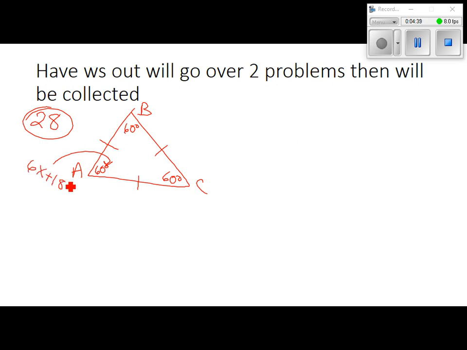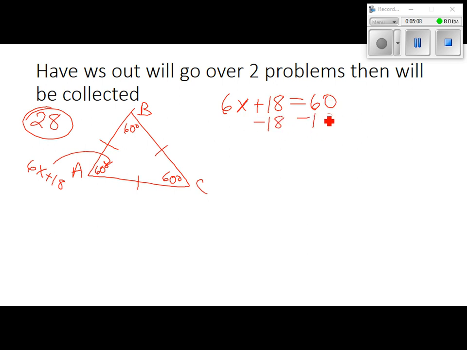Before I go any farther, can I set up an equation to find x? Yep. What do we know about 6x plus 18? It should equal 60, so we can just set up that equation. Some of you get confused because sometimes we want to say this angle plus this angle plus this angle equals 180 and set up an equation from that. This time it's easier, just set up this has to equal 60 because we know that angle is 60 degrees.